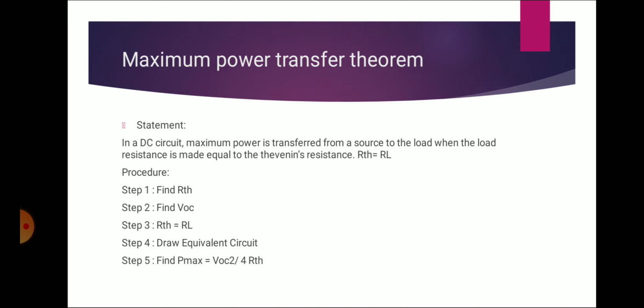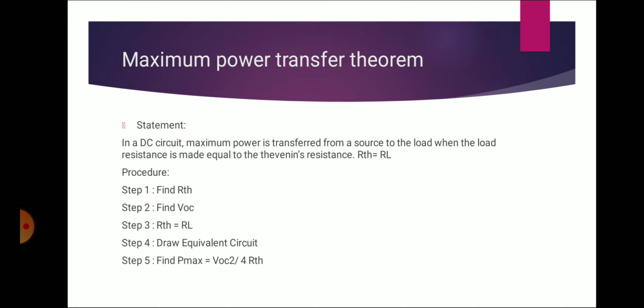The procedure for the maximum power transfer theorem: the first step is to find the RTH. RTH is nothing but the Thevenin's resistance. The procedure to find the RTH is to remove the load resistance, open circuit the current source and short circuit the voltage source. Second, we find the VOC. VOC is nothing but the open circuit voltage or Thevenin's voltage. The procedure is to remove the load resistance.